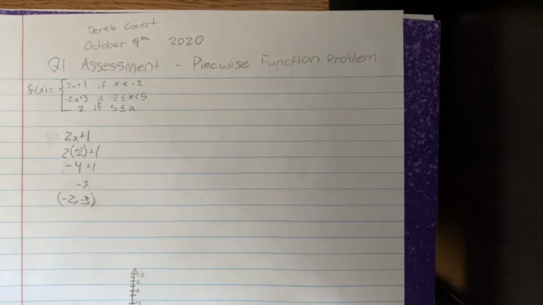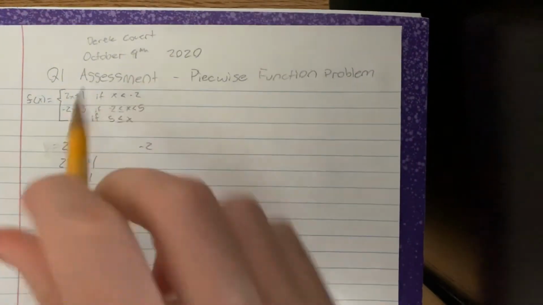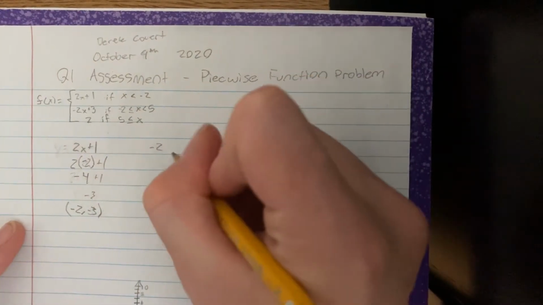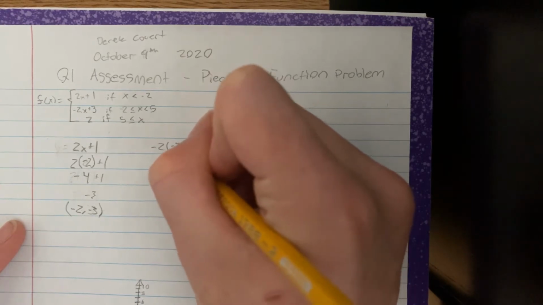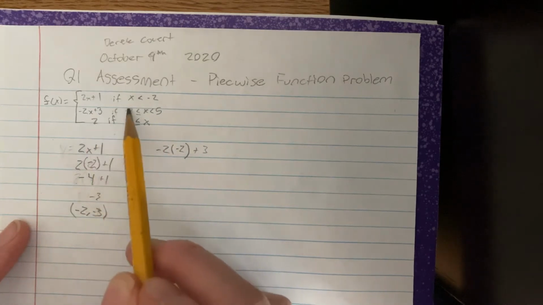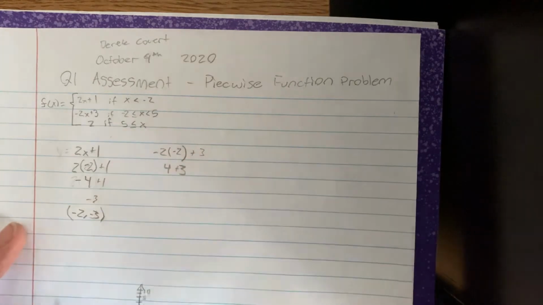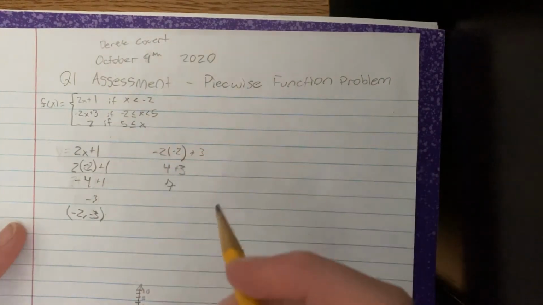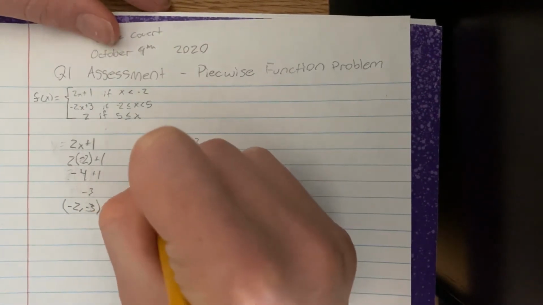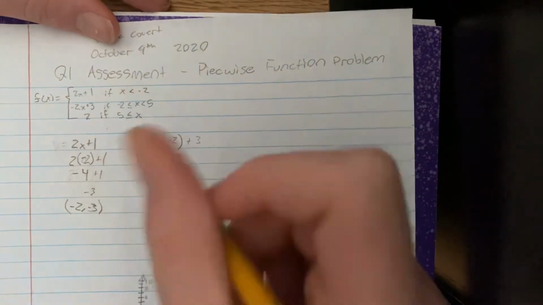Now the second one would be negative 2. There's two numbers in here, so I'm going to have to put both of them in. So negative 2 again times negative 2 plus 3. See what I did was I put negative 2 in for x. So negative 2 times 2 is positive 4, and then you add 3, you just get 7. So the first point for this one would be negative 2 comma 7. And that one will be a closed circle.